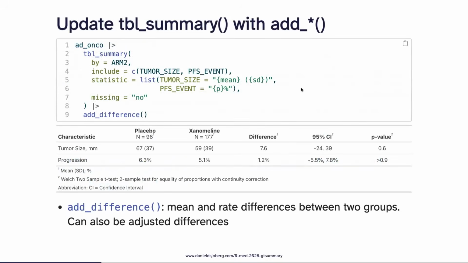All right. Another wonderful add function is the add difference function. It's super common that you're looking at 2 different types of treatment, 2 different groups, what have you, and you need to see the difference between them. So in this case, I'm just showing you between placebo and active treatment that the mean difference here is 7.6, the confidence interval is here, and the p-value for comparing that is here. You can do it for rates as well, where here you have 6.3, 5.1, difference of 1.2, and here's the confidence interval for that rate and the p-value for the comparison.